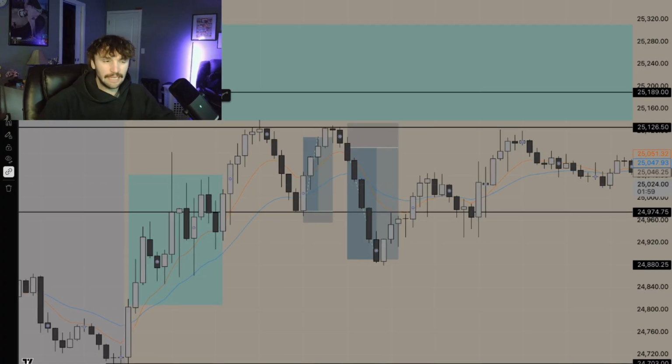I don't know why the screen keeps glitching out, but let's keep going here. This is the play that I'm talking about that we took off of ORB. We were able to get this entry right off of ORB. We put a limit buy, and then we ended up selling once we broke through this 15-minute fair value gap. We're on the 5-minute time frame right now, but there is a 15-minute fair value gap right there.